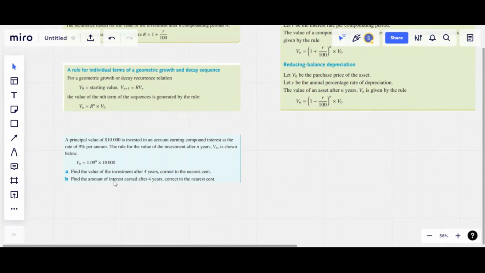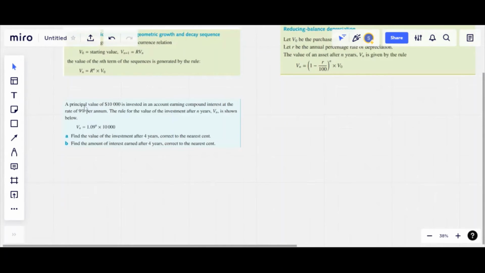So we'll go through these first two questions here. A principal value of $10,000 is invested in an account earning compound interest. So the interest is being compounded at a rate of 9% per annum. And so the rule for the value of the investment after n years is shown just down there. So it's Vn is equal to 1.09 to the power of n multiplied by 10,000.